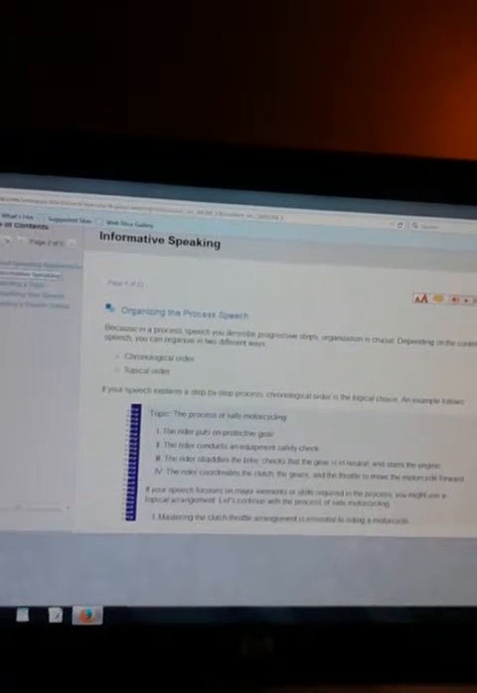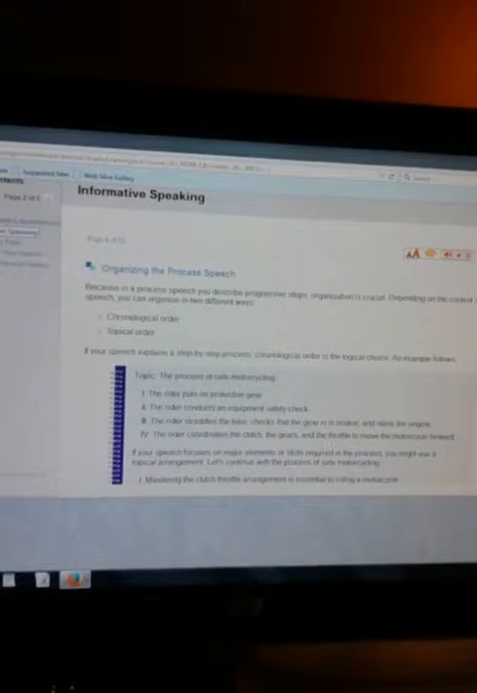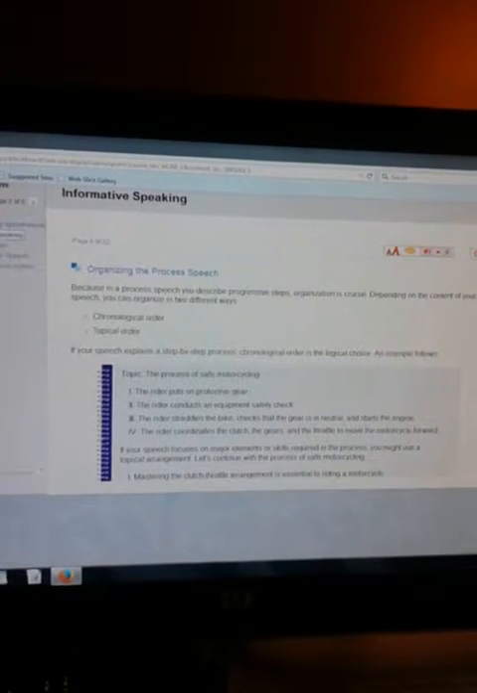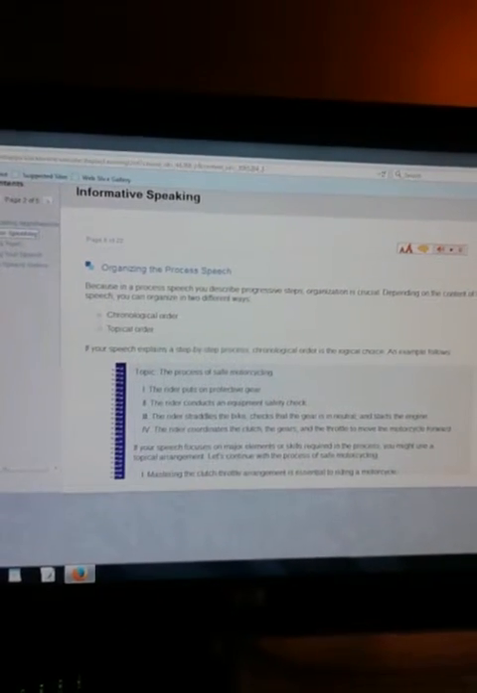Some process speeches require you to assemble the object that you are explaining in front of the audience. When this is the case, be sure you are talking to the audience and not the object. In other words, look up occasionally and make eye contact with your viewers so that you hold their attention.